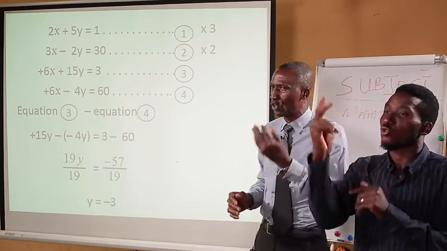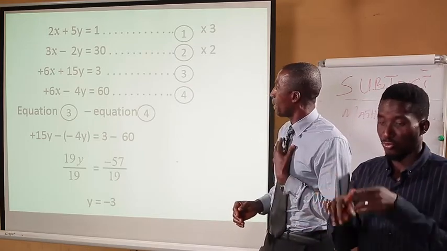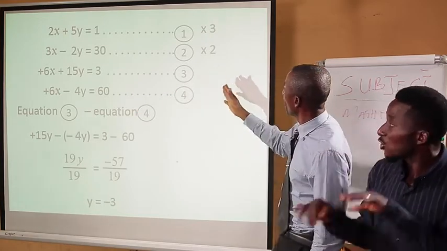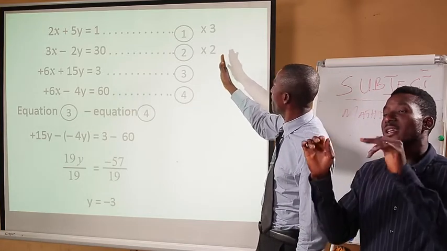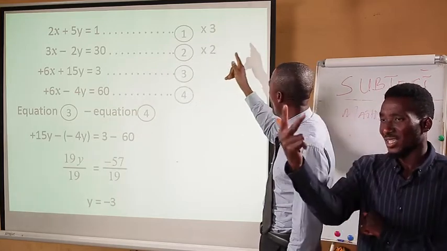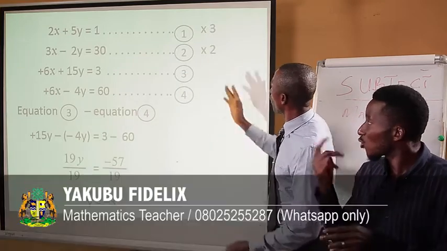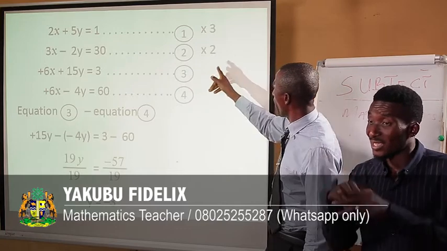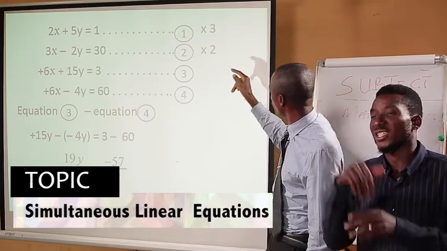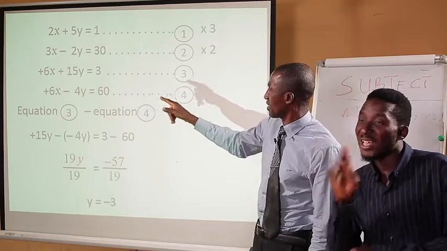Then you can choose to balance either x or y, but I chose to balance x. In doing that, I multiply equation 1 by 3, the coefficient of x in equation 2. And also, to balance x in equation 2, I multiply equation 2 by 2, the coefficient of x in equation 1.